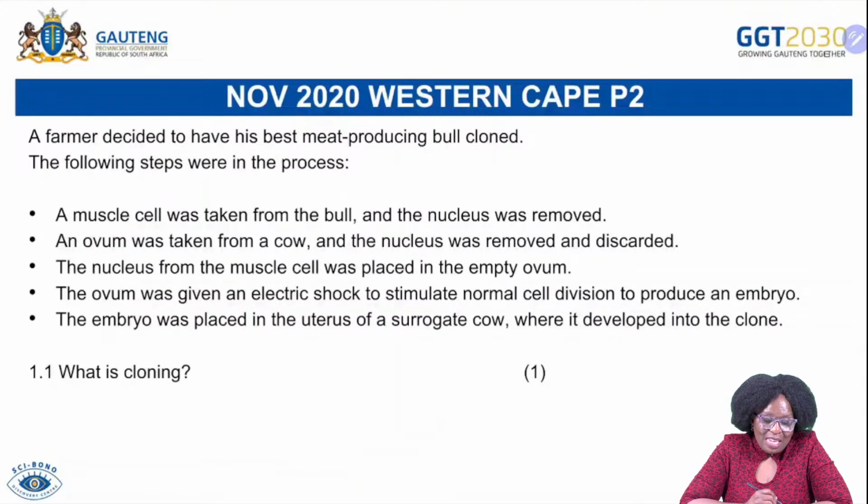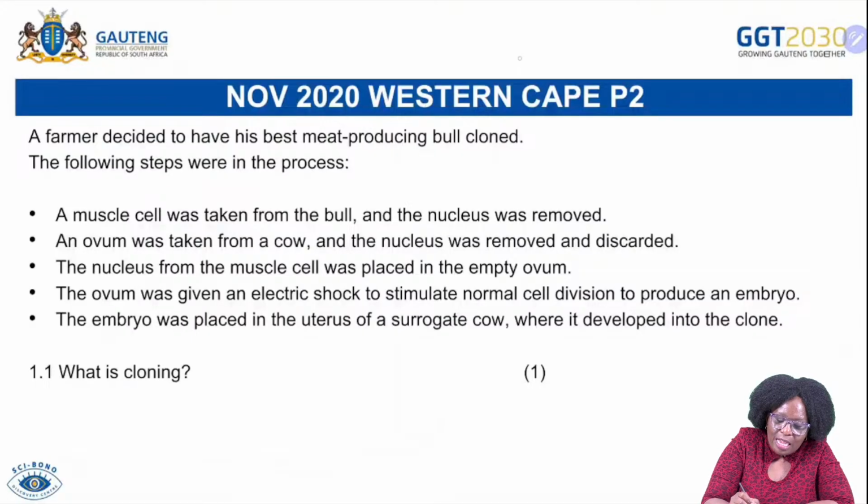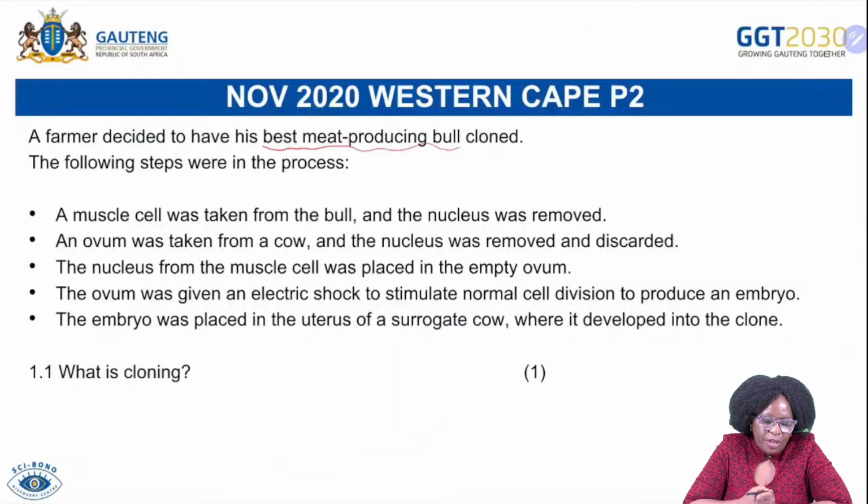Let us now move to something else, and this is about cloning. A farmer decided to have his best meat-producing bull cloned. The following steps were in the process. So you look at the steps that were done. In cloning, remember in biotechnology, genetic engineering, there are steps that are being taken in terms of achieving what the experimenter was looking for. Here we are looking at cloning. So the process has got different steps. So let's look at the steps.